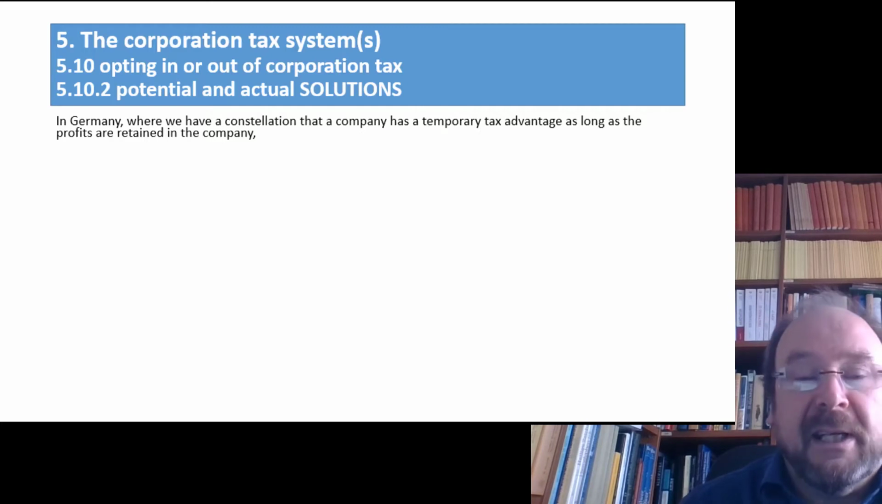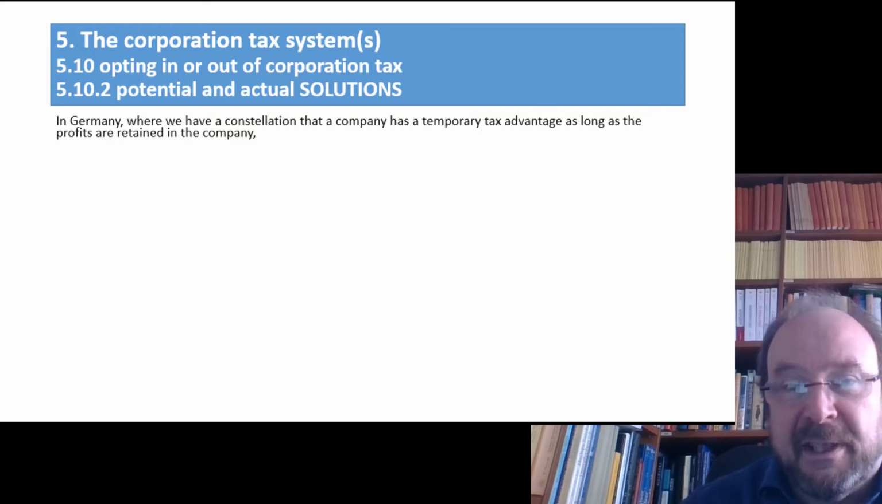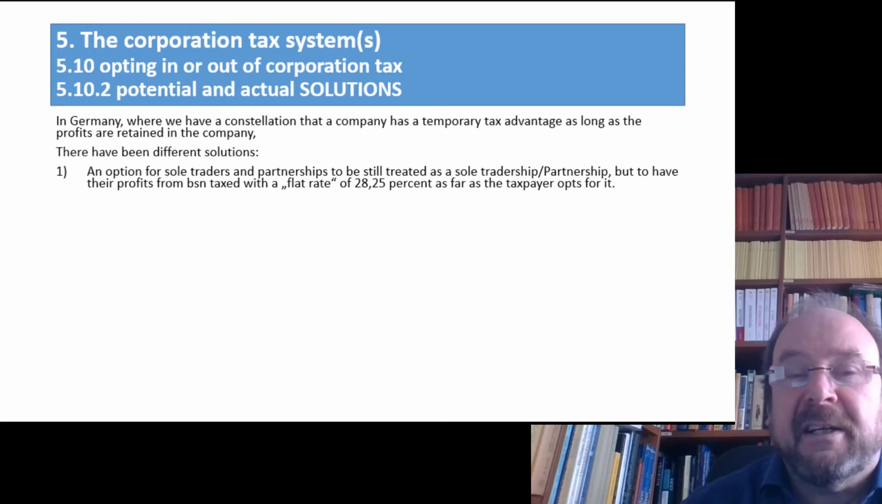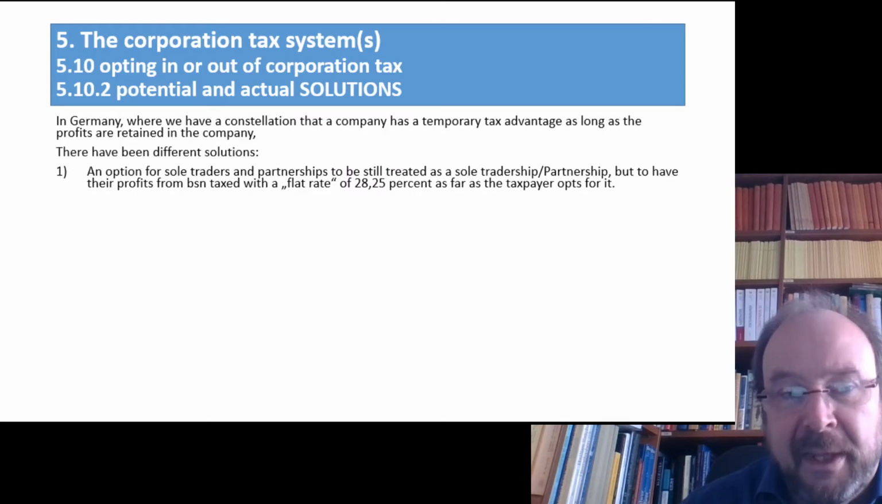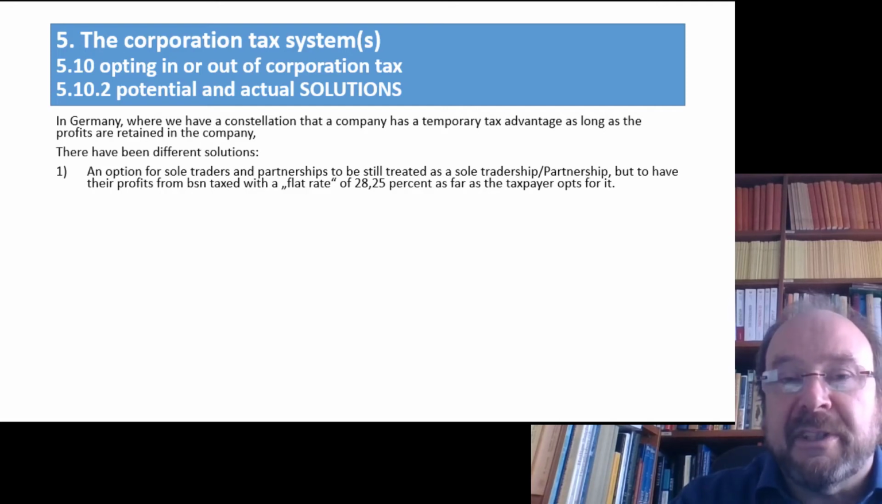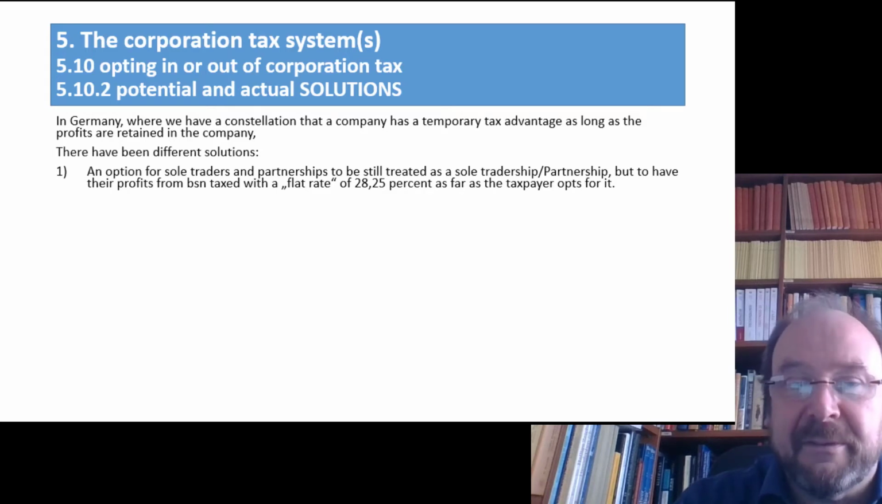Now, in Germany, which options are we going to grant? Well, you have seen here in Germany the temporary advantage is on the side of the companies, so there is only an interest of partnerships and so to opt for a taxation like a company. Here we have established different solutions in the course of time. The first one, which was introduced a long time ago already, is an option that sole traders and partnerships can still be treated as sole tradership and partnership, but can opt for a special treatment of a part or all of their profits, those profits which they decide to retain in the enterprise and reinvest.